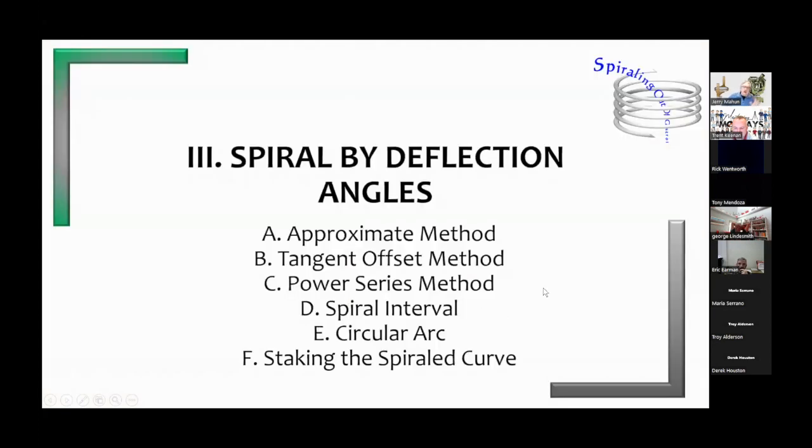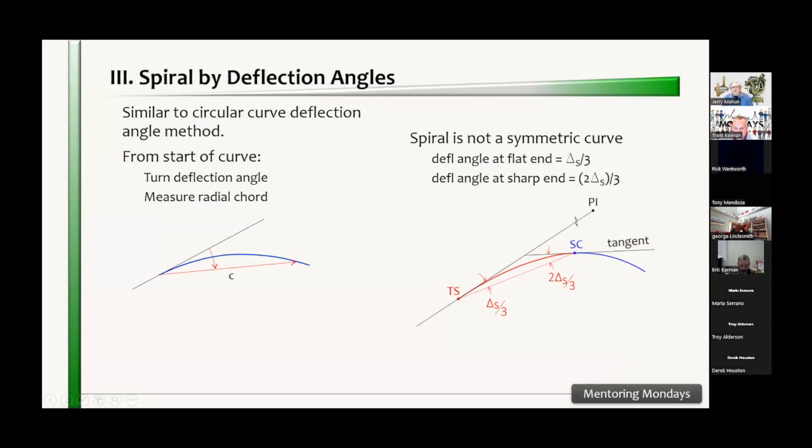All right, so now we've got all the little pieces. How do we compute staking these things, trying to keep it relatively simple? Well, we do the spiral by deflection angles. That's similar to how we do a horizontal curve by deflection angles: measuring a deflection angle and a chord from the beginning of the curve to the curve point, staking that, and then going on to do the next one.